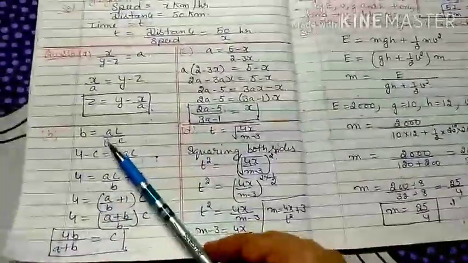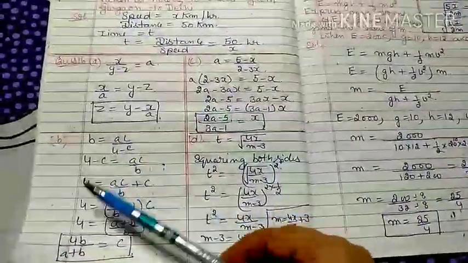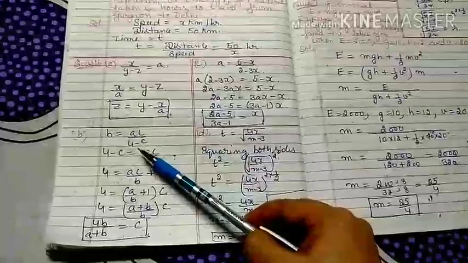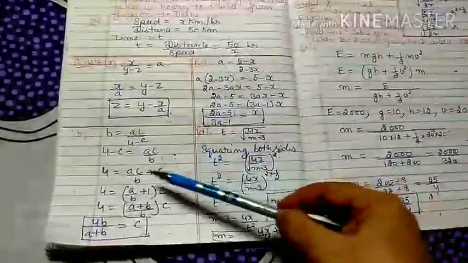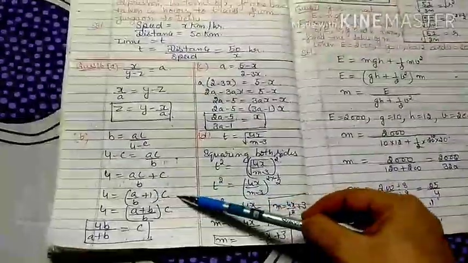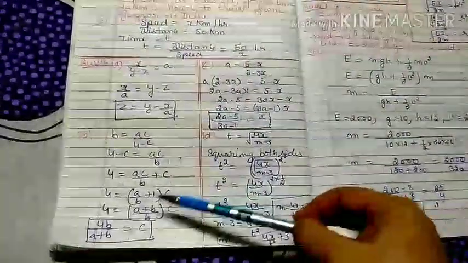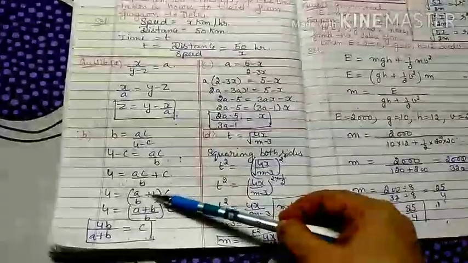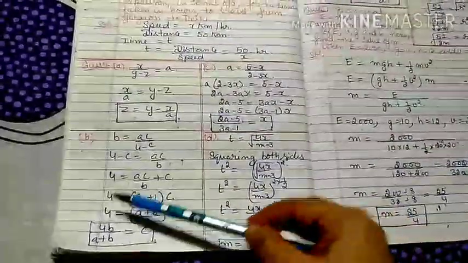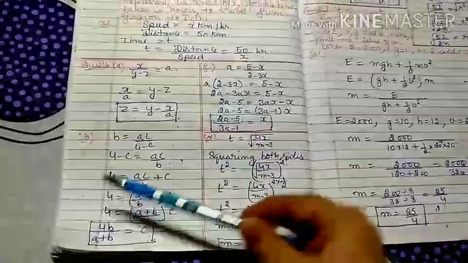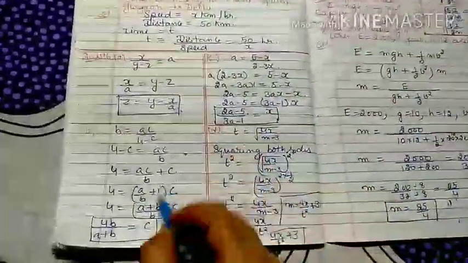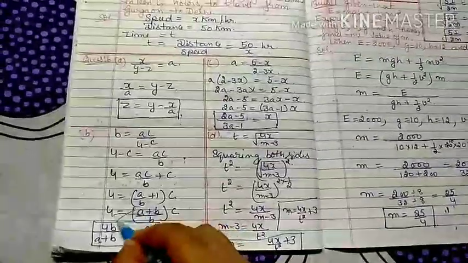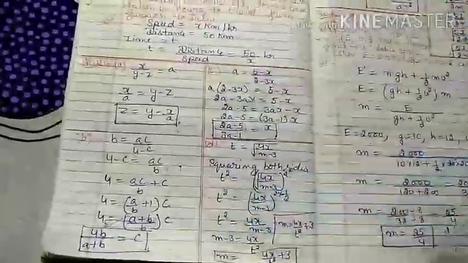Similarly, in your b part, you have to extract the value of c. b is equal to ac upon 4 minus c. First you cross multiply this 4 minus c, ac upon b. Now c shifted to this side, we take c common, a by b plus 1, because we have to extract the value of c. So when you take the LCM, a plus b by b, now cross multiply this, b multiplies with the numerator and a plus b will be the denominator. So that is equal to c.